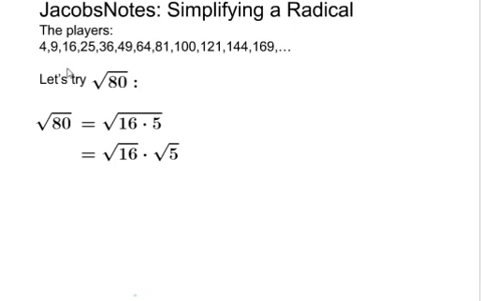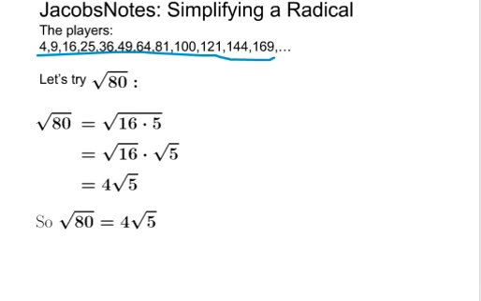And again, what's nice about these numbers is that you can take the square root of them easily. So the square root of 16 is simply the number 4. Okay, so it turns out that the square root of 80 is 4 times the square root of 5. And you look at 5 and notice that no perfect squares go into 5. You can't divide 5 by 4, or 9, or 16. So we're done. Square root of 80 equals 4 square root of 5.